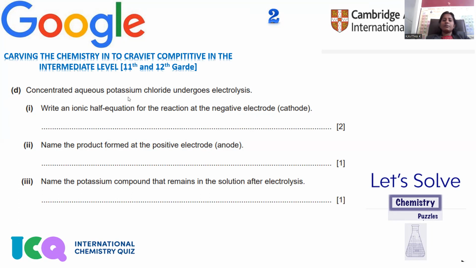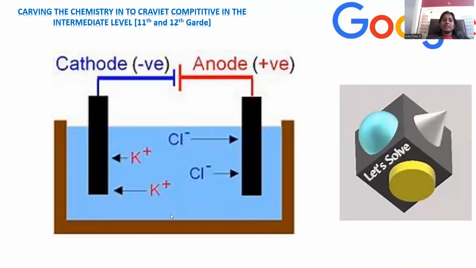This is the condition. Potassium chloride was taken, electrolysis was conducted, and what half cell reaction is carried out at the cathode? The cathode is negatively charged in the electrolysis process. We will see that.